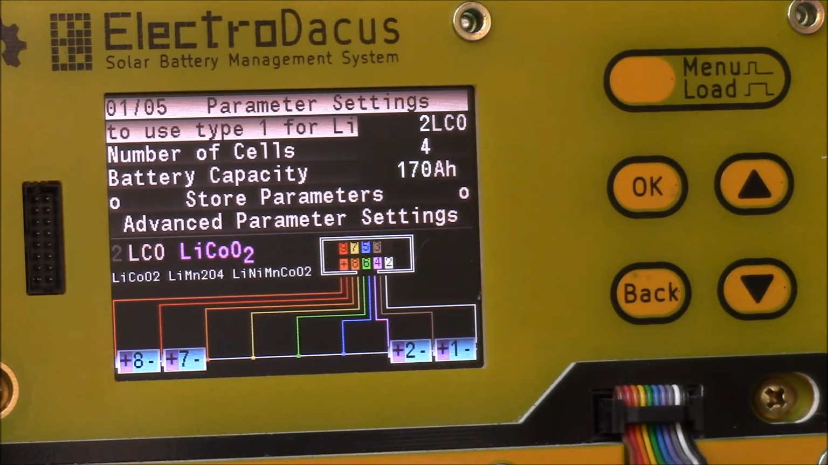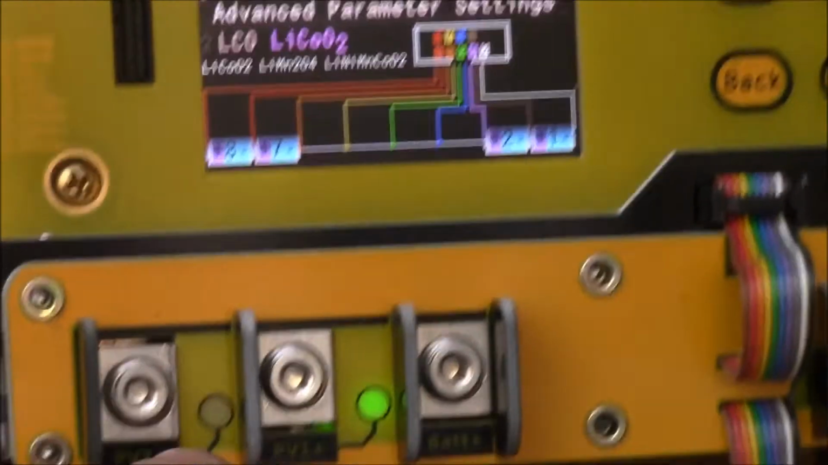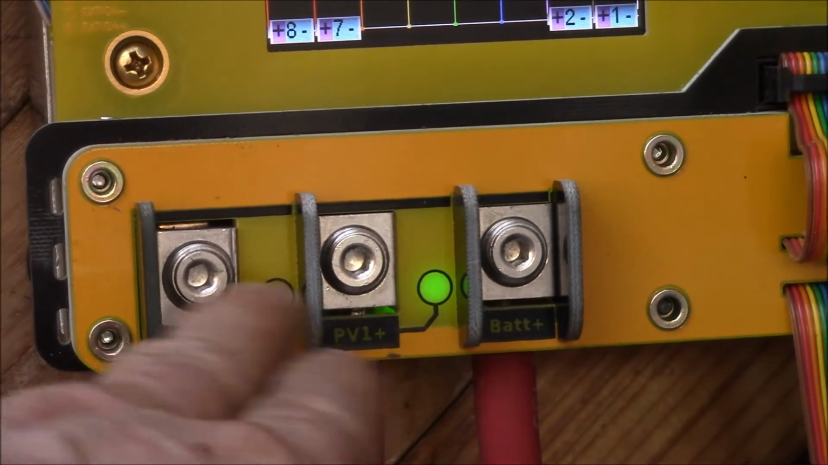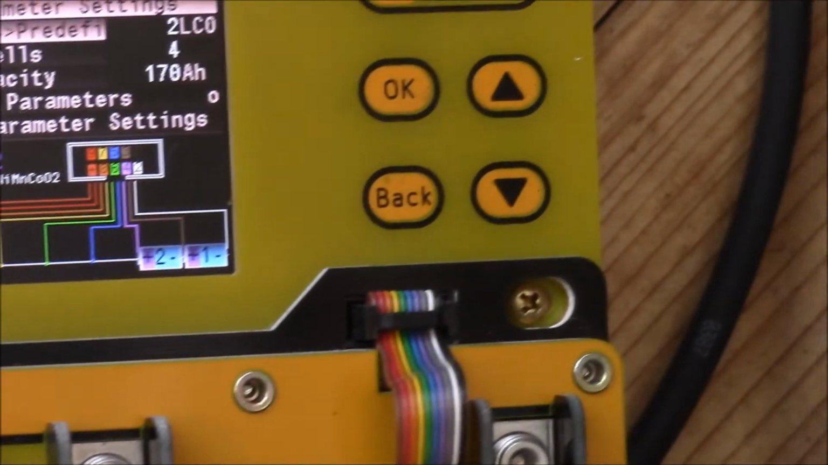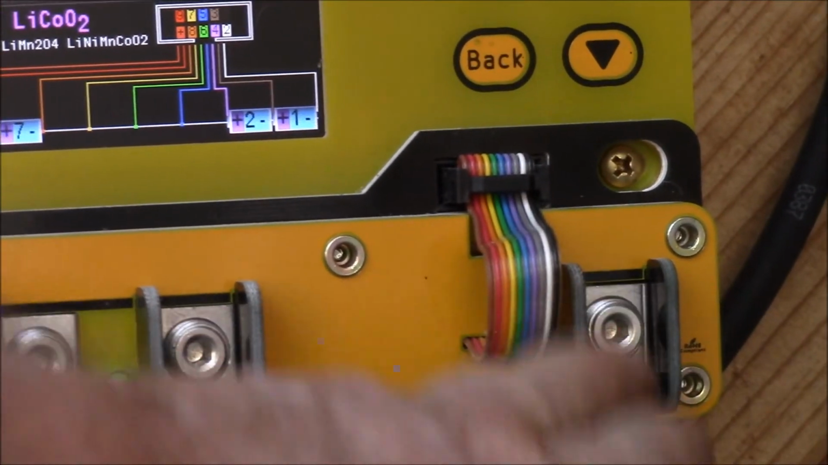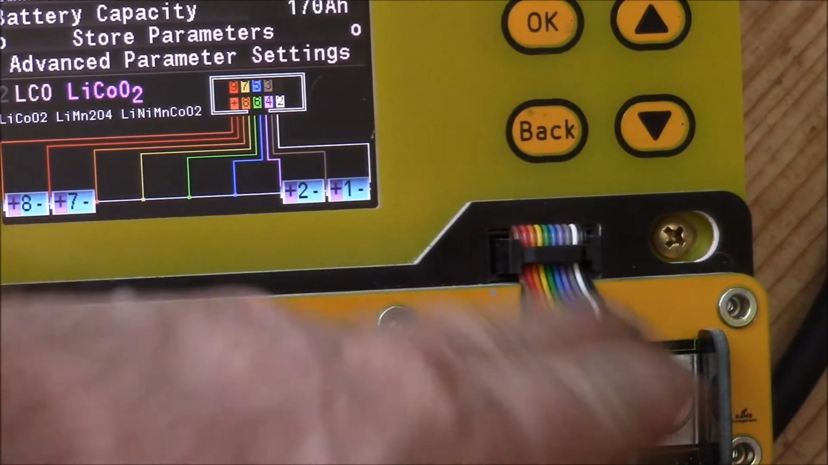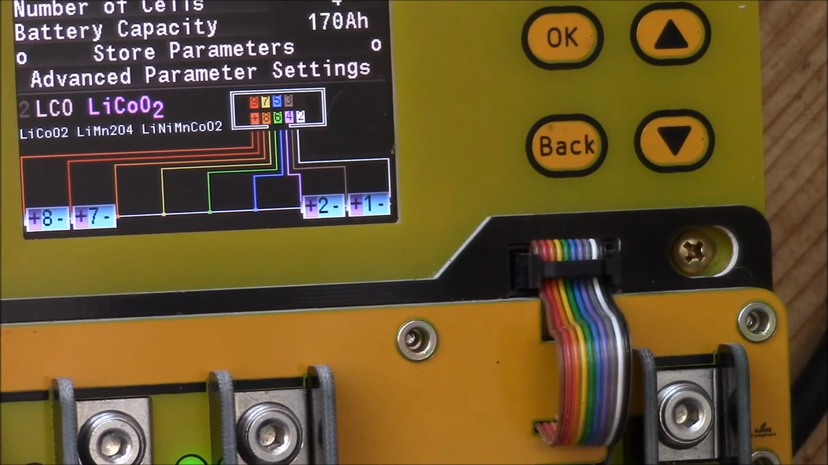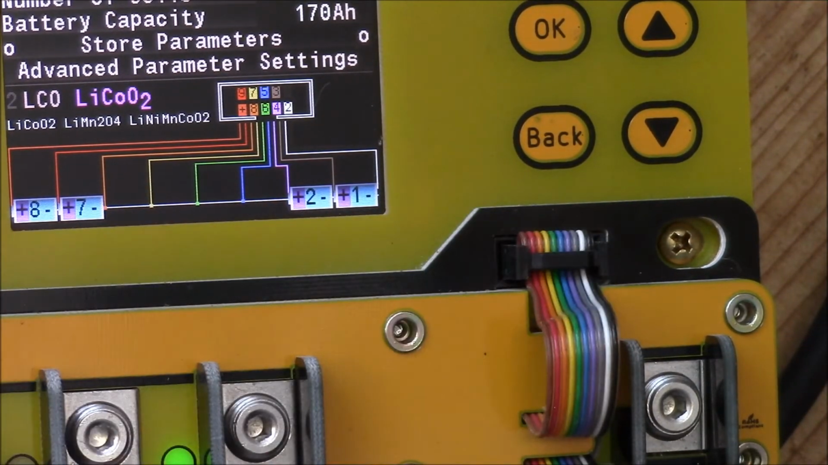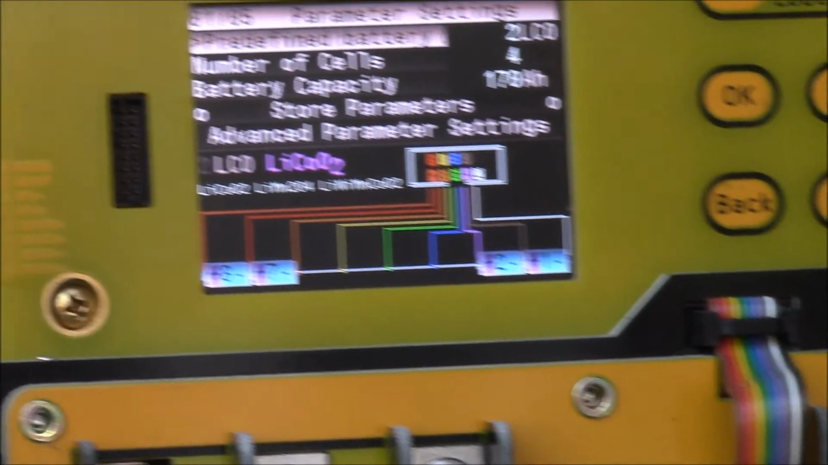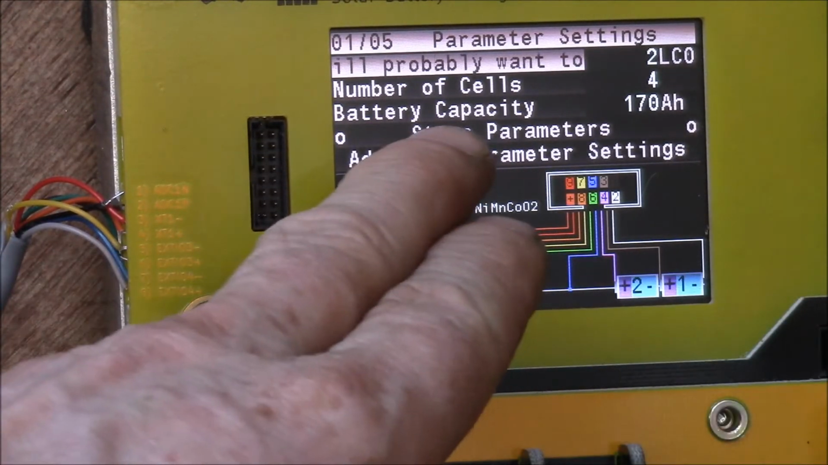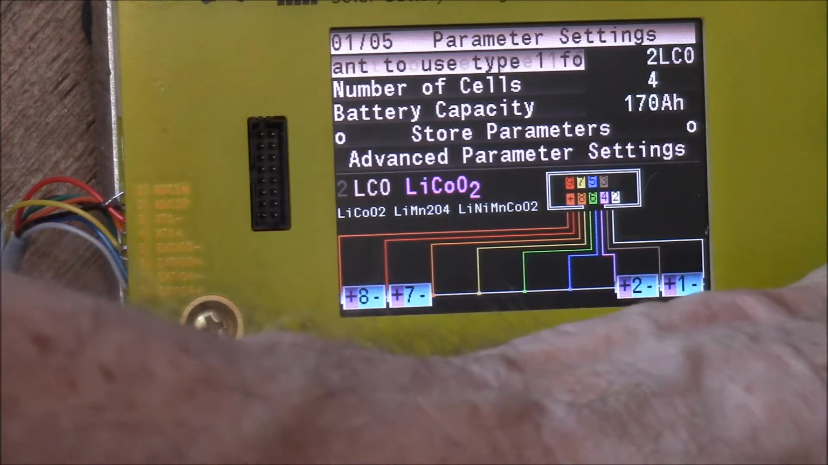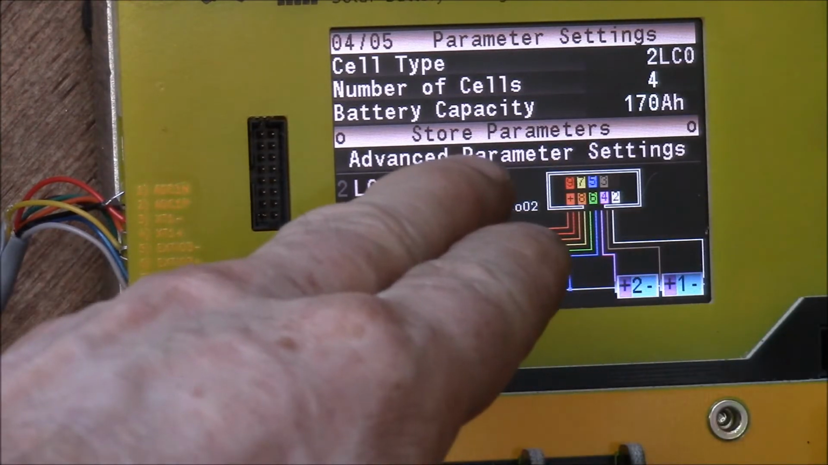And then what you need to do is you have to have the PV disconnected. You can see I just have PV1 as active, and then you also have to have the load disconnected. Then you pull the balance cable out, plug it back in so that it reboots, and then those settings are loaded in. And before you do that, you have to come down here and do the store parameters.